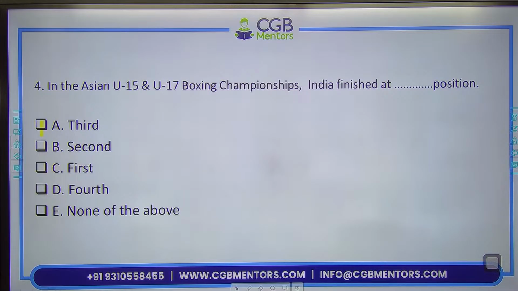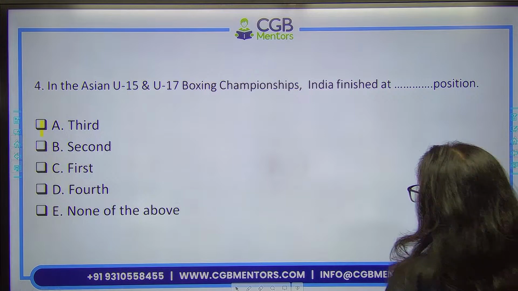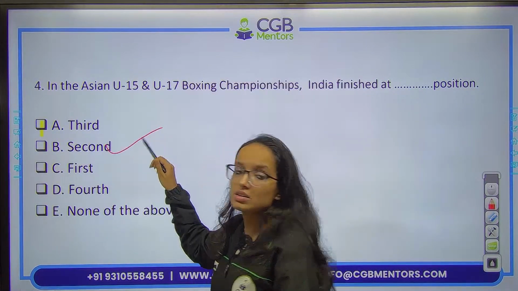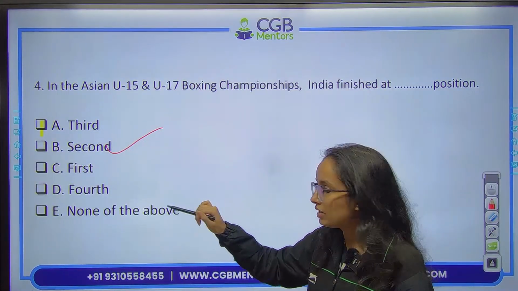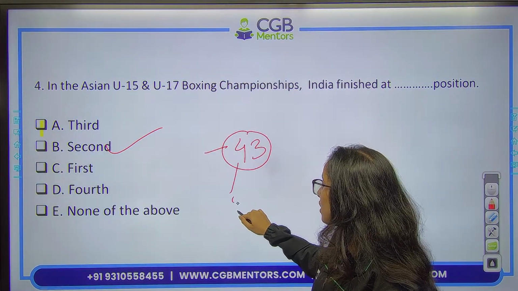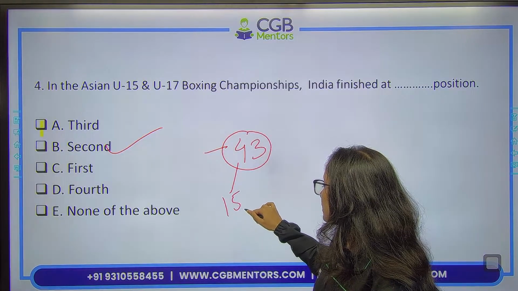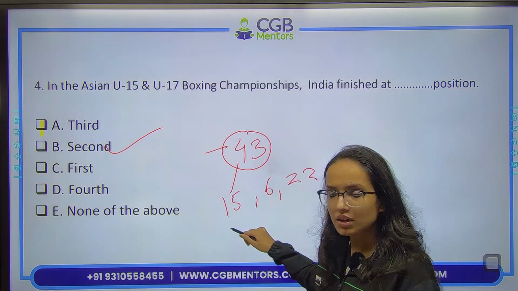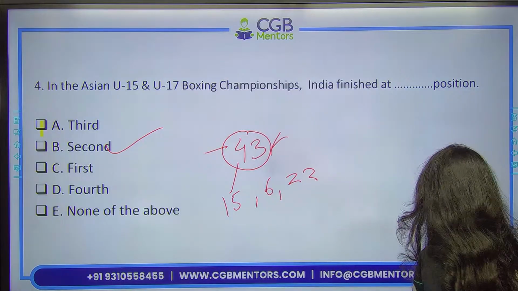Next one. In the Asian Under 15 and Under 17 Boxing Championships, India finished at which position? Yes, very good. India finished at second position after Kazakhstan. It has been won by Kazakhstan. India in total has won 43 medals, in which you have 15 golds, 6 silver and 22 bronze, if I'm correct. So overall 43 you can remember, and 15 gold.